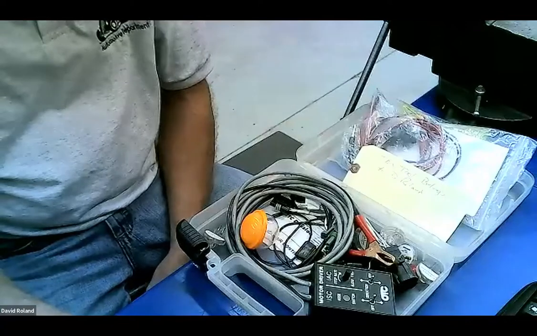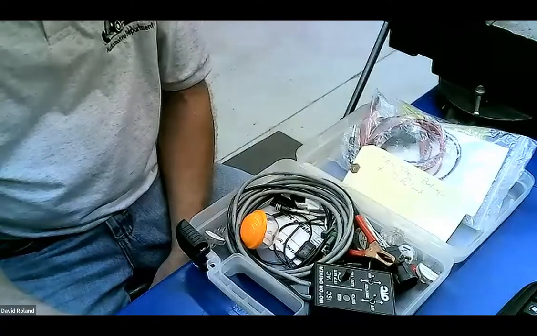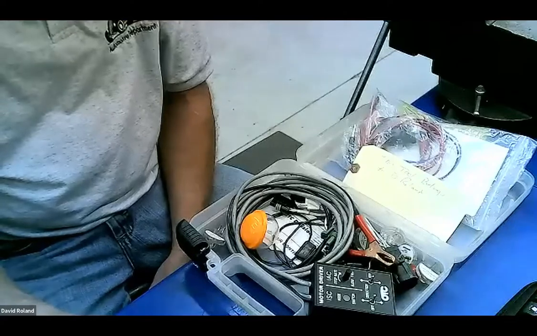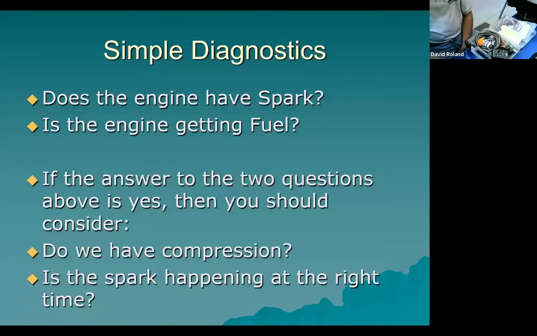Do I have compression? And, you know, we're moving on to other diagnostics from there that we're going to be doing in class. Do we have compression? And is the spark happening at the right time? Some of you who were in class last night, we started doing compression testing on an engine. And we'll do more of that later in the week. And we'll do more of it again next week. We'll get everybody through the exercises on being able to measure to see, does the engine have compression? How much? Is it good? Is it bad? Where might the problems be?